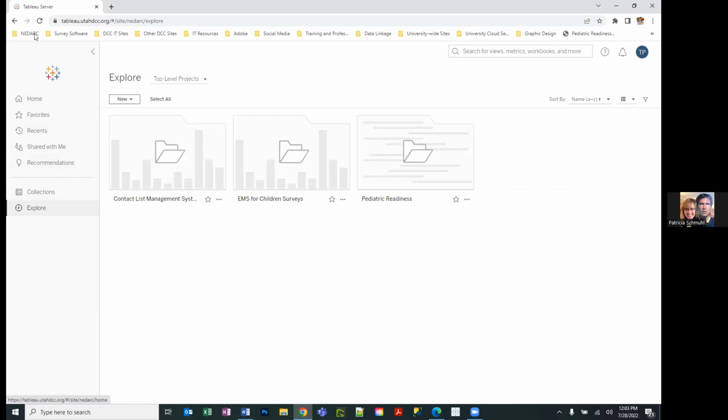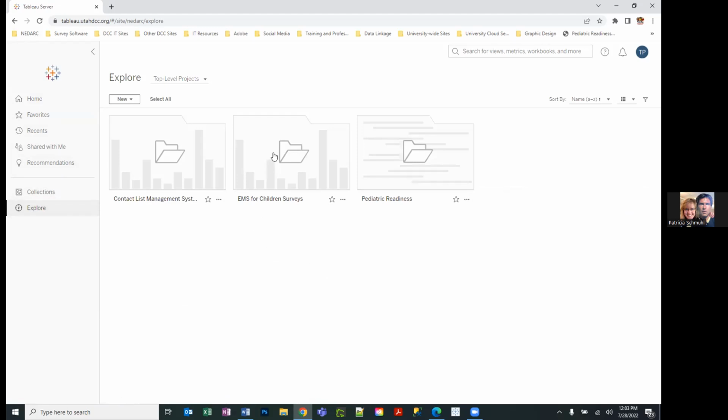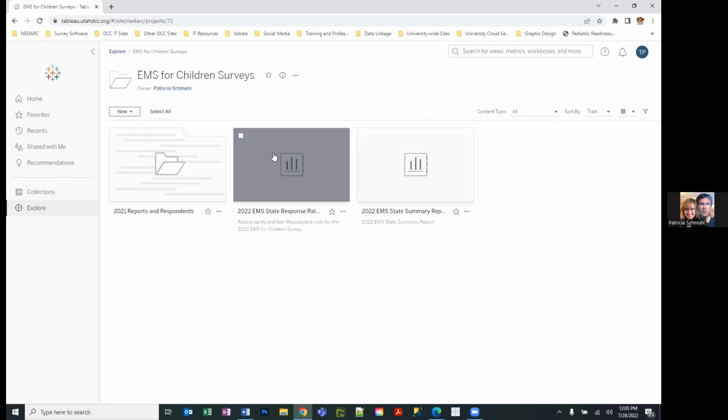So when you go into Tableau, you'll want to go to the Explore button. When you go to the home page, sometimes it will show you things that you've favorited. You can favorite your EMS for Children Surveys folder, but we want to go to Explore because it's the easiest way to see what folders are shared with you. So this time we're going to go in for EMS for Children.